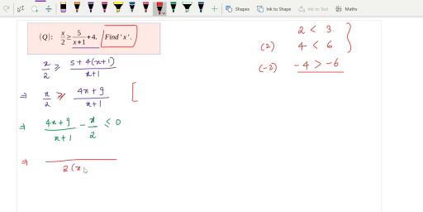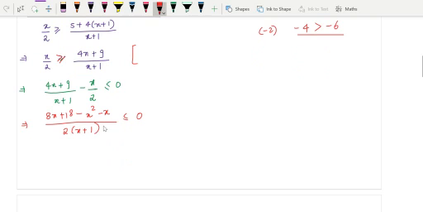Same thing, right? You're going to take again the LCM, simple. Taking LCM, you get 8x plus 18 minus x squared minus x is less than or equal to 0. Is it okay? Everything perfect? Okay, what next? So what do you get? You get minus x squared plus 7x plus 18 over 2 times (x + 1), less than or equal to 0.